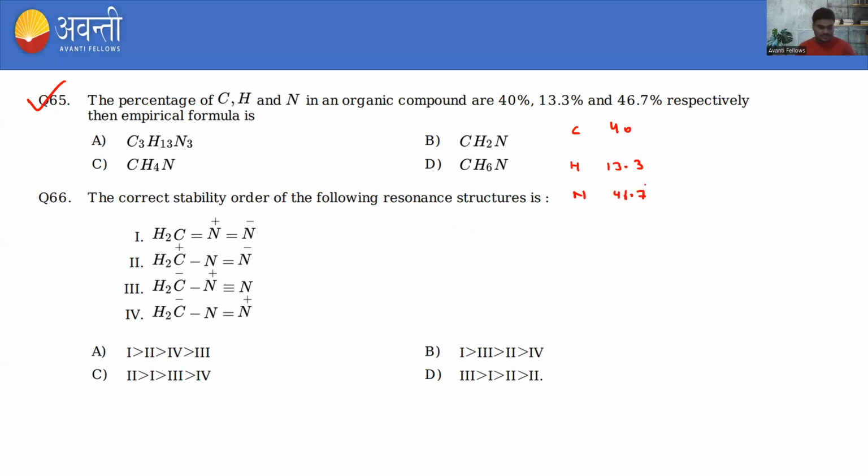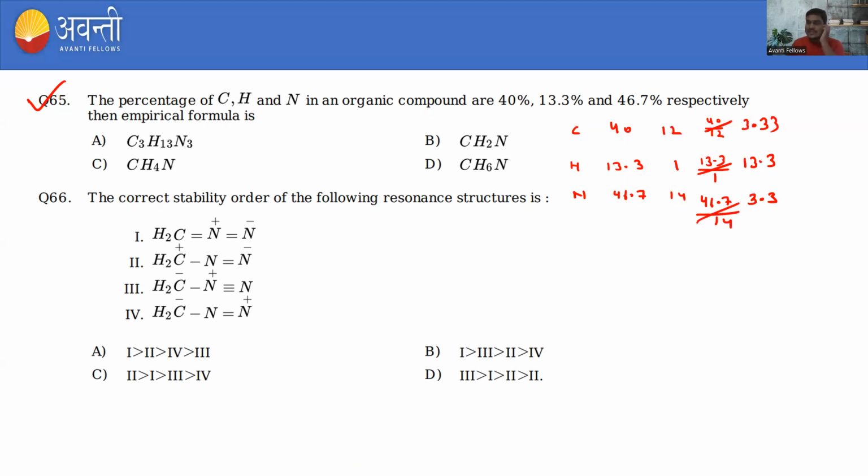Yeah, good. Atomic mass of carbon we know, for example, carbon 12, hydrogen 1, nitrogen 14. You can calculate mole very easily. So mole comes out to be 40 upon 12, again 13.3 upon 1, again 46.7 upon 14. So their values come out to be 3.33, 13.3, and again 3.3. So always try to select the value which comes lower.